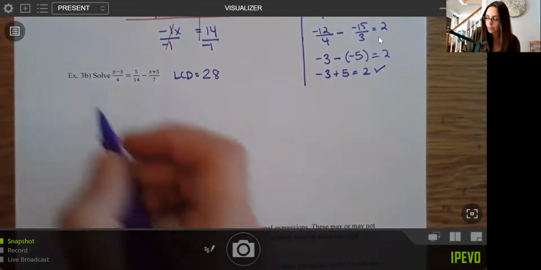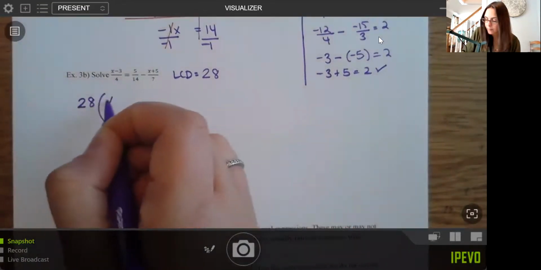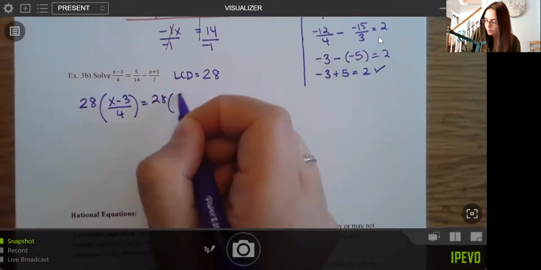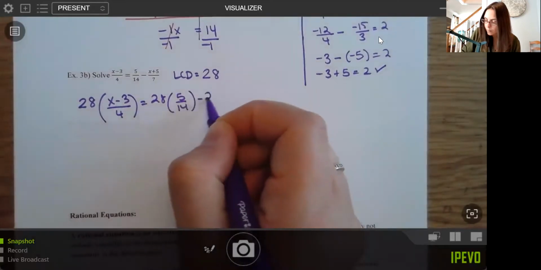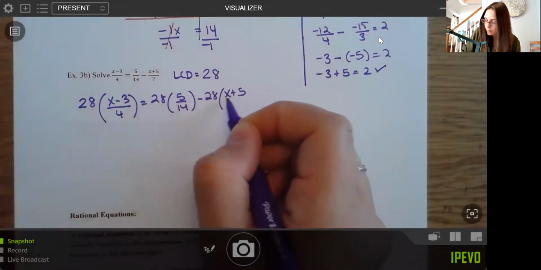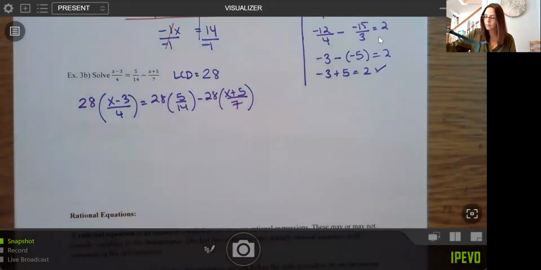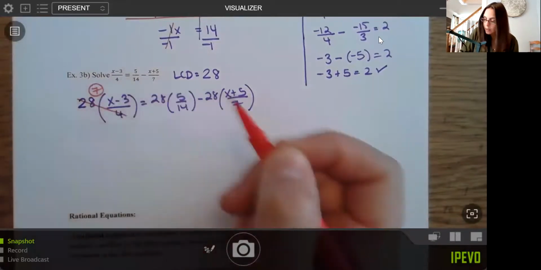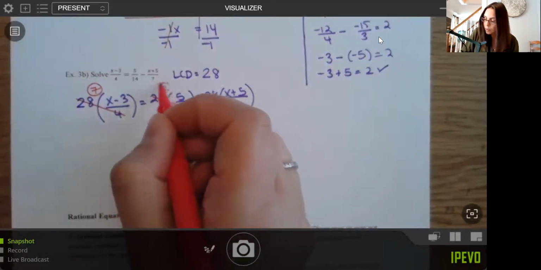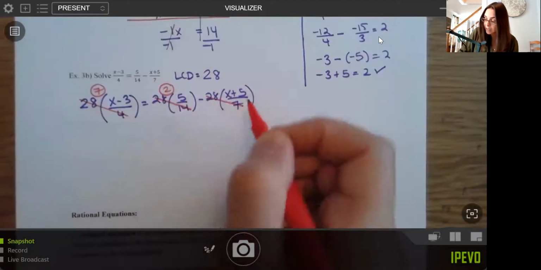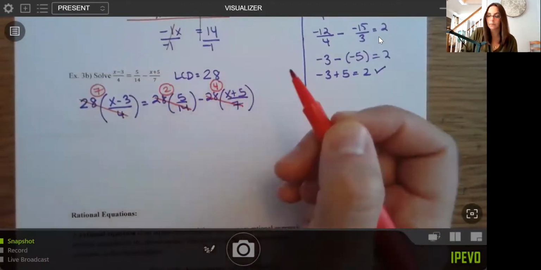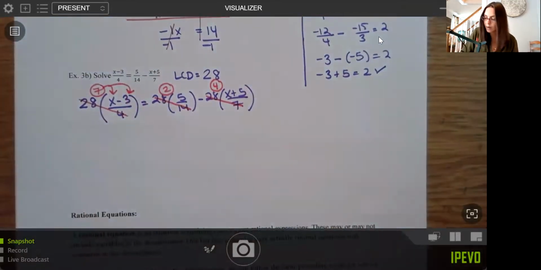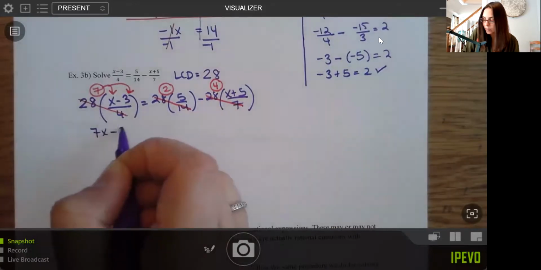So I'm going to multiply everything through by 28. All right, 28 divided by 4 is 7. 28 divided by 14 is 2. And 28 divided by 7 is going to be 4. So any factors I have left over, I am going to multiply. So here I'm going to have a 7x minus 21.